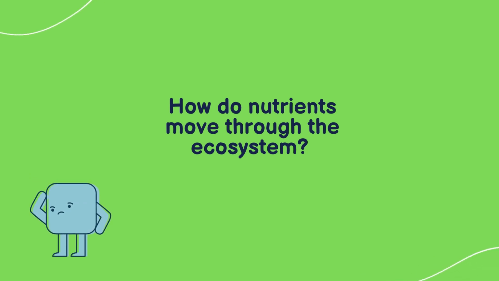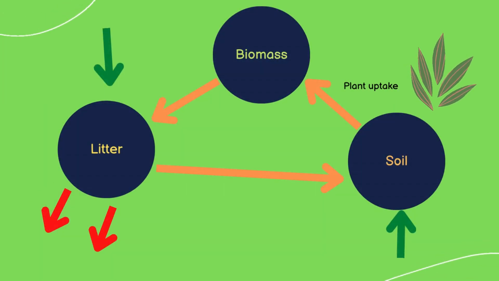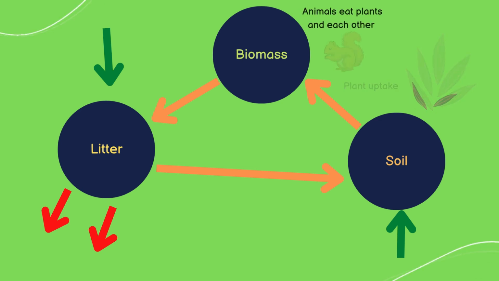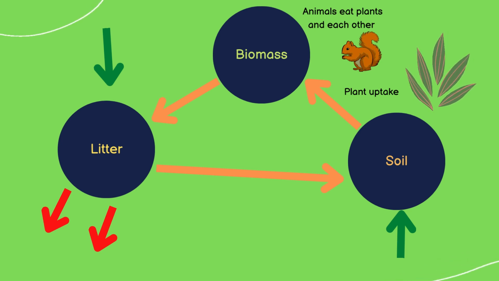Once in the soil, the nutrients will transfer into biomass. The plants will take the nutrients from the soil, and then the animals may eat the plants and also eat each other.